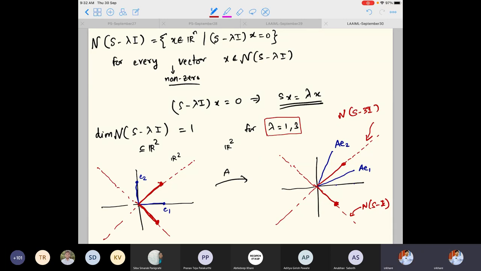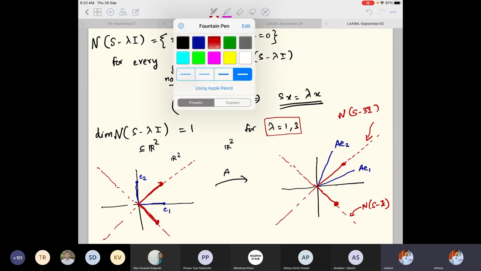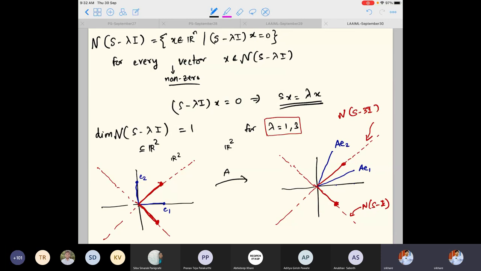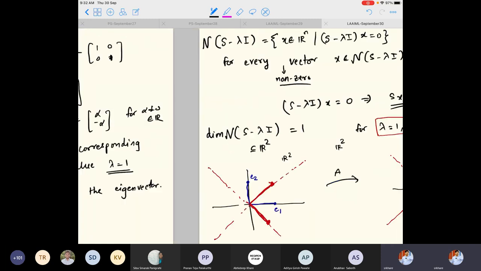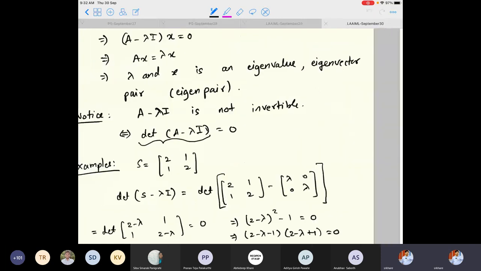Is that okay? So this is the diagram. This is what is happening. There are certain vectors which are not changing their directions. They are, so to speak, invariant under the map S, under the linear transformation S. This is something interesting to know. So this is one example.